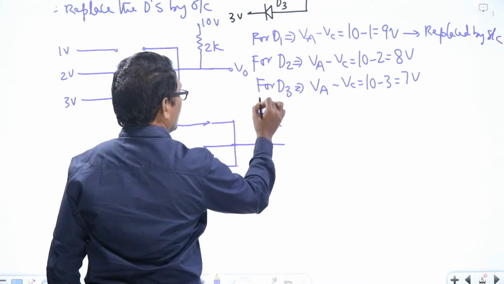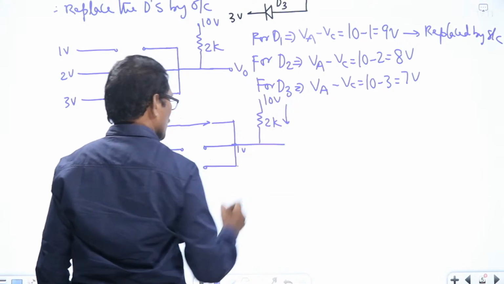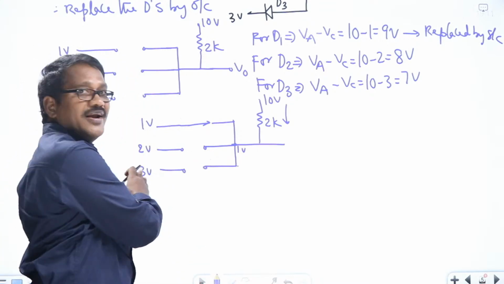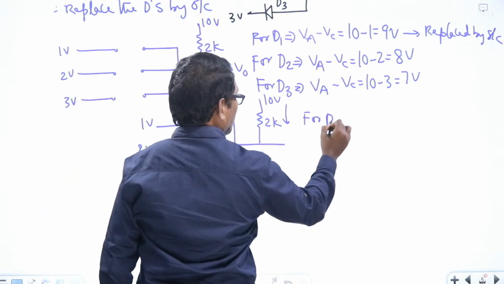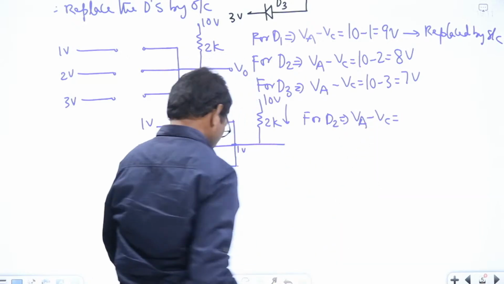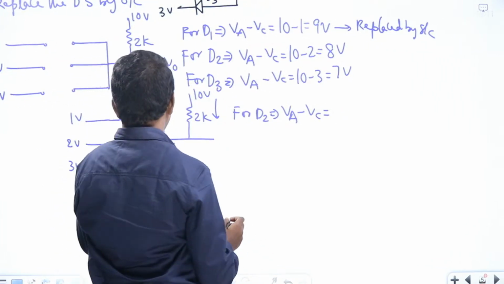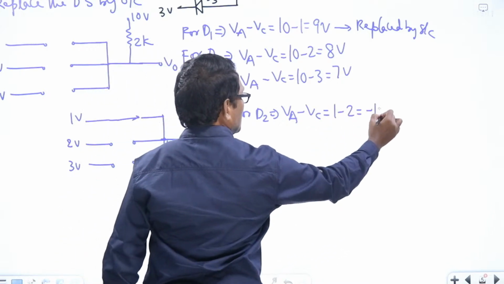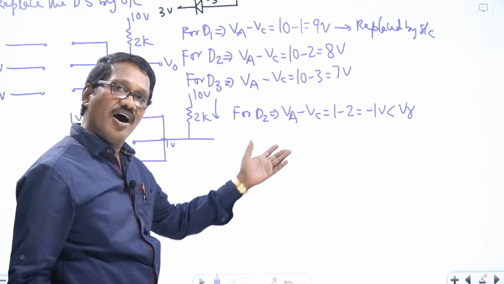This is 2K, then 10 volts, I. And now the voltage here is 1 volt. Right? So now calculate VA minus VC for D2 and D3. For D2, VA minus VC is equal to 1 minus 2 volts, that is minus 1 volt, which is less than V gamma. And hence, D2 is in off state.